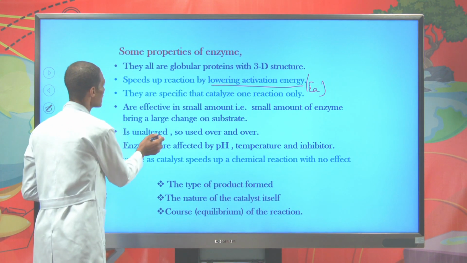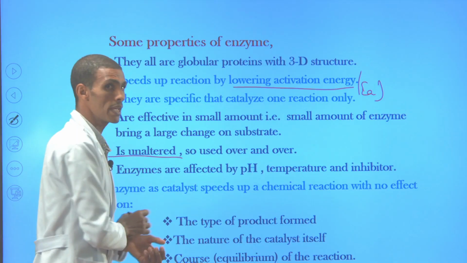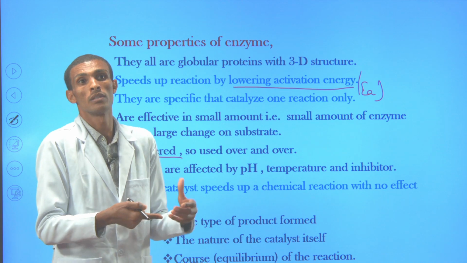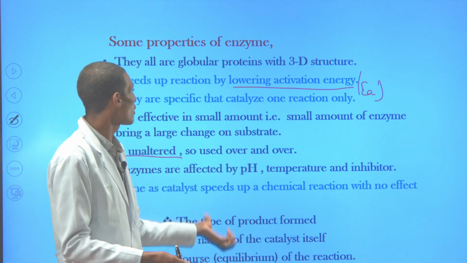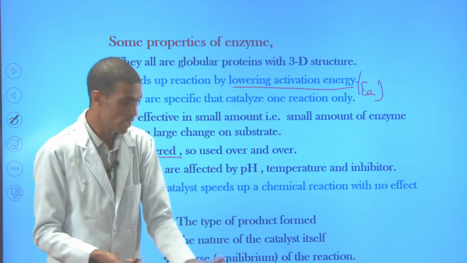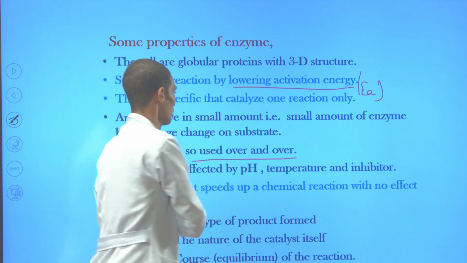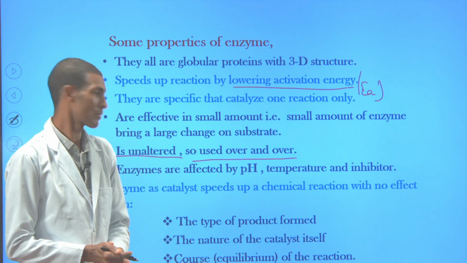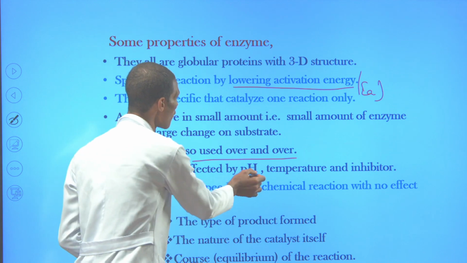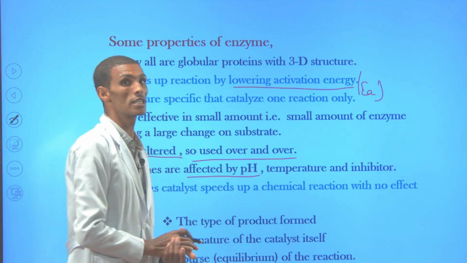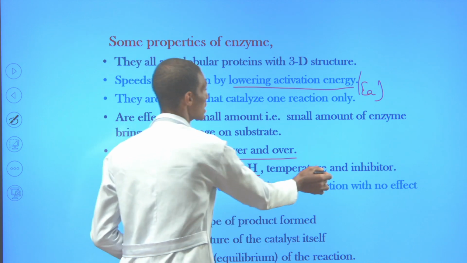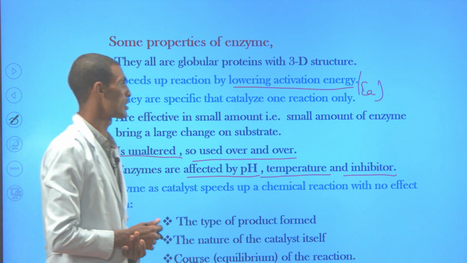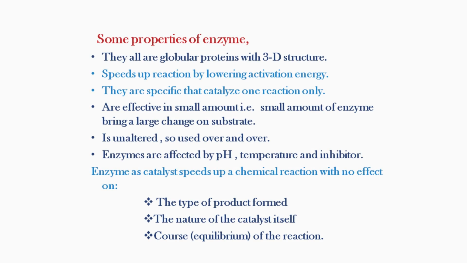Also, enzymes remain unaltered. When we add an enzyme to a certain reaction, it speeds up the rate of the reaction, and we can take it and use it again for another reaction. It can be used over and over. Enzymes are not altered at the end of the reaction. Another property is that enzymes may be affected by many factors, such as pH, heat, and another substance that we call an inhibitor. These are some properties of enzymes.